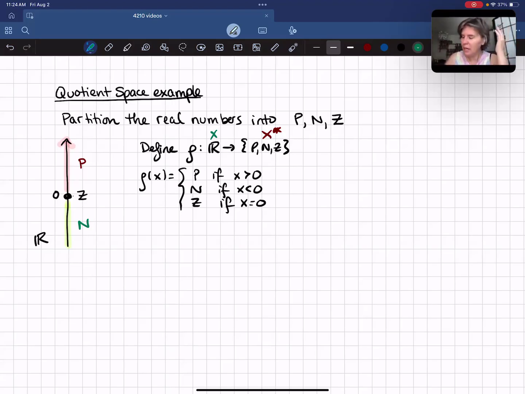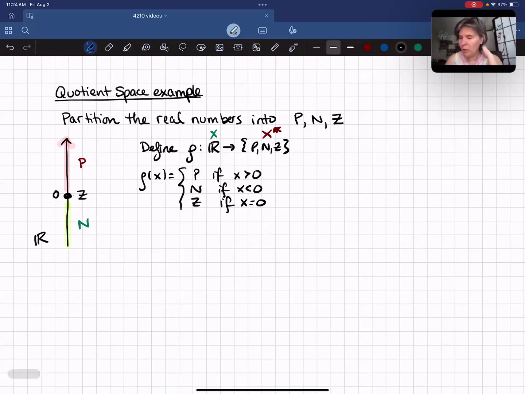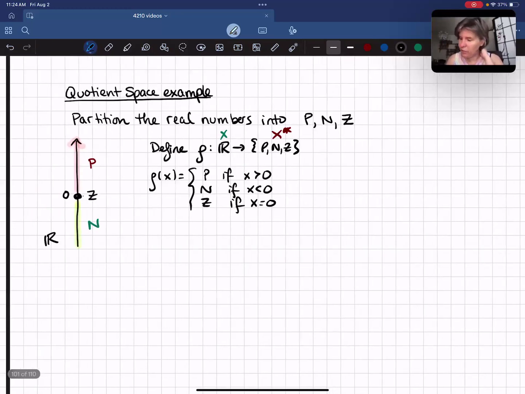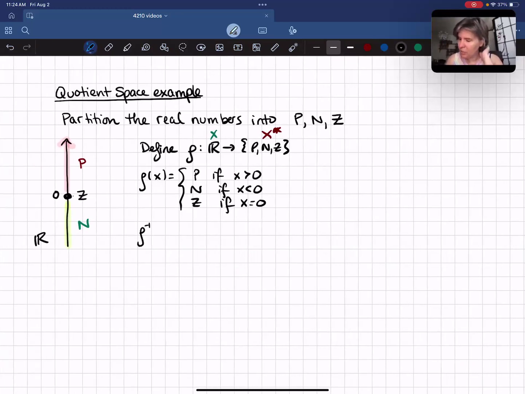Now I want to figure out what are the open sets in X star. So what I will do is think about the inverse image of various subsets of X star. First of all, what if I did the inverse image of just the singleton P? Just take the output P, look at that set that only has P in it. What is the inverse image? What are the points that get mapped to P? Well, the points that get mapped to P are all the positive numbers. So that's the interval from 0 to infinity. Is that an open set or not an open set? That's an open set in the usual topology.